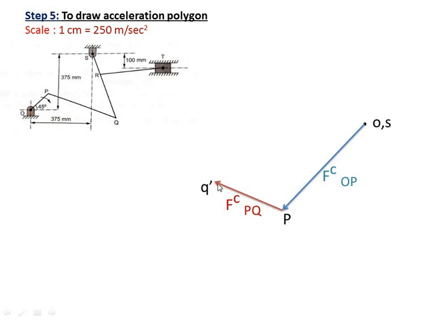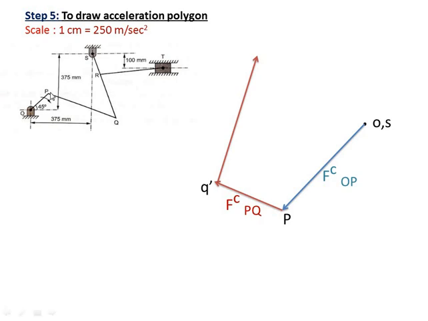At the end of centripetal acceleration, you have to draw tangential acceleration. The direction of tangential acceleration is perpendicular to PQ, so draw perpendicular to PQ from Q dash. This is the tangential acceleration. Again you don't know the magnitude, so leave this vector as it is, because you can't locate point Q without knowing the magnitude of the tangential acceleration. Just draw this vector and keep it as it is.